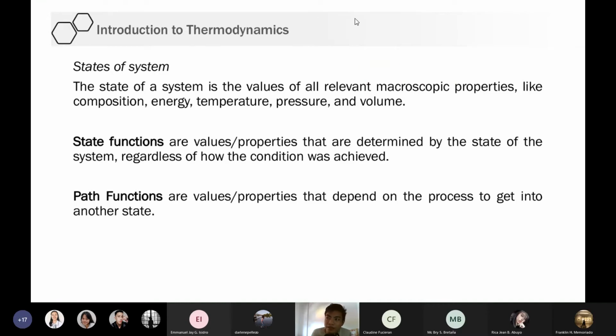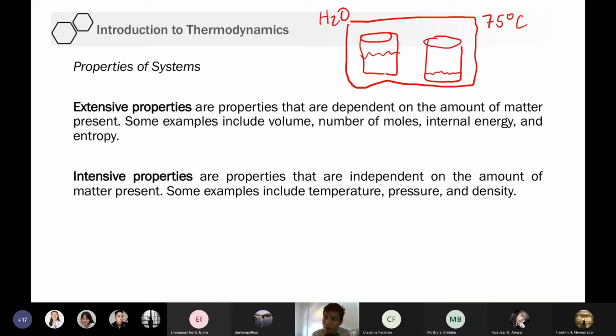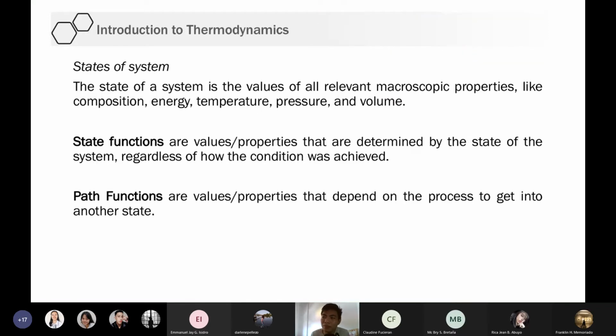Another terms na gagamitin natin sa thermodynamic is the states of system. Okay? Puro terms lang tayo, napapansin nyo. So when we have state of system, these are values relevant to macroscopic properties. So kumbaga, these are values for the properties of system that depends on the pressure or not. Medyo mahirap to i-visualize. Wala akong nilagay na picture. Okay. So anyway, let's try to simplify the idea of the state of system.